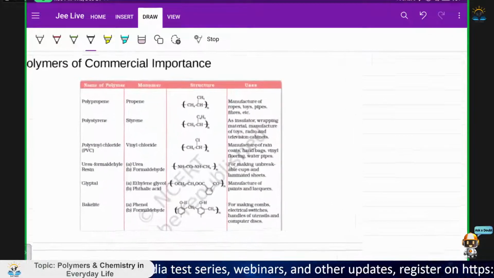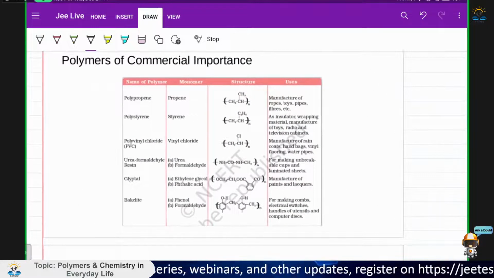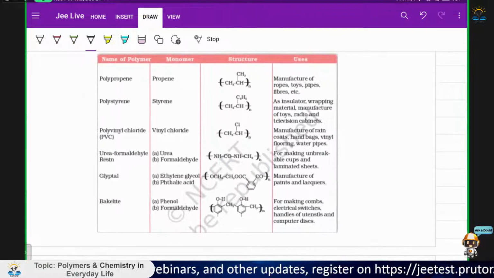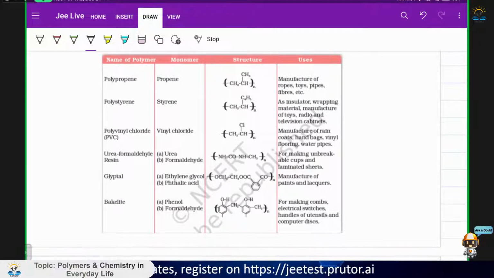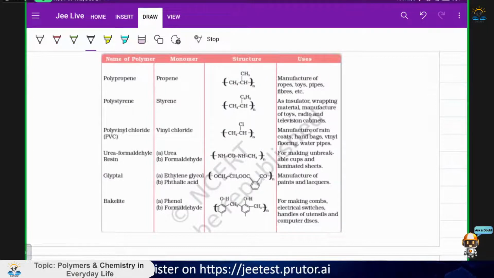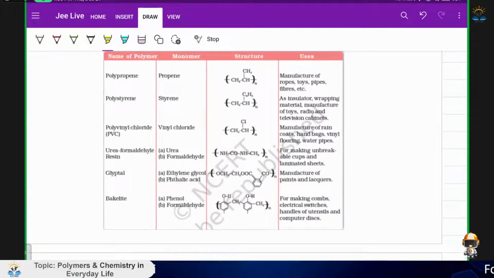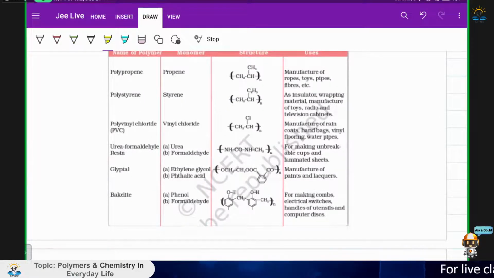Now we have some important polymers in a table given by NCERT, with the polymer's name, the monomer, and its uses. First, polypropene. The monomer is propene, used in the manufacture of ropes, toys, pipes, fibers, etc. Polystyrene, the monomer is styrene. It is used as an insulator, wrapping material, in the manufacture of toys, and radio and television cabinets. And PVC, or polyvinyl chloride. The monomer is vinyl chloride. It is used for raincoats, handbags, vinyl flooring, and, as we all know, water pipes.